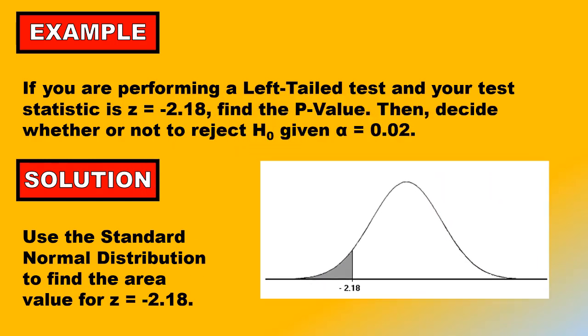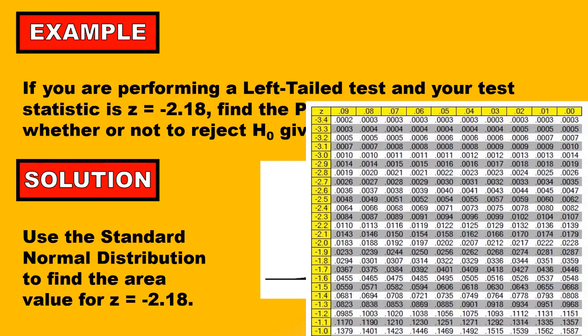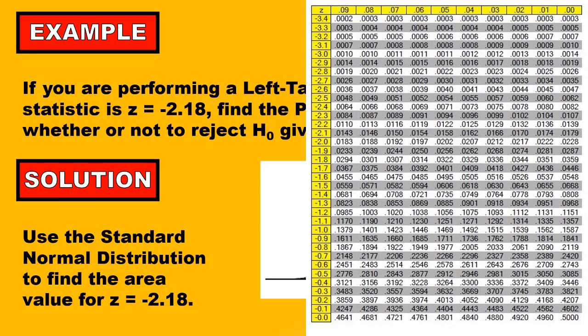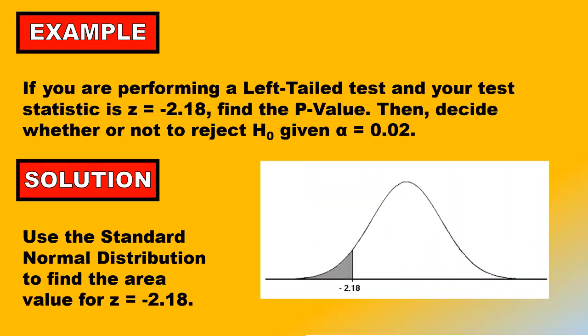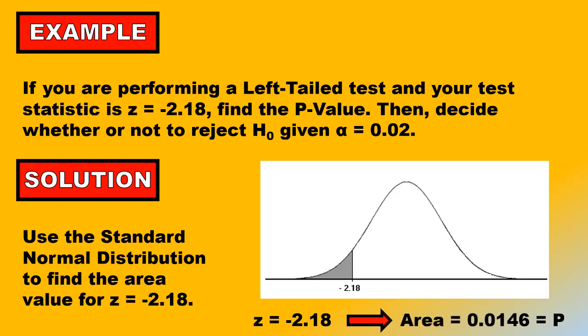So now what? What are we going to do? Well, we need to look at the standard normal distribution table. So here's the negative side of the standard normal distribution table. We'll look up the negative 2.18. And for negative 2.18, we see the 0.0146. Let's get rid of that. When z is negative 2.18, then that means the area is 0.0146. That's our p-value. That's the area in the left tail.